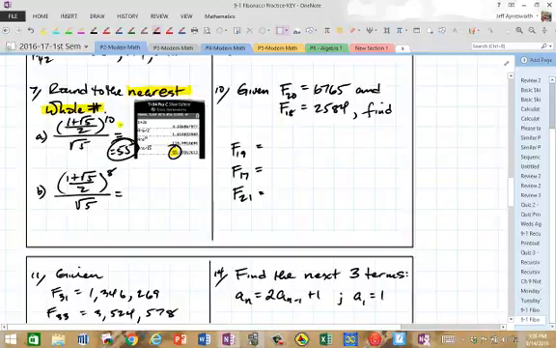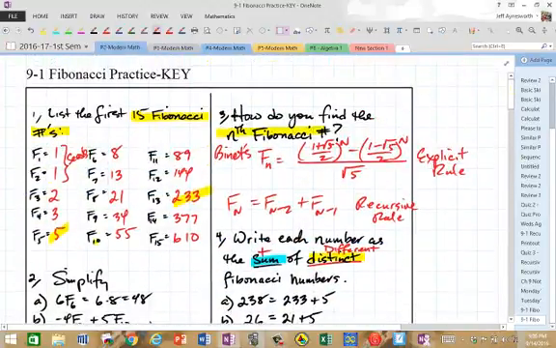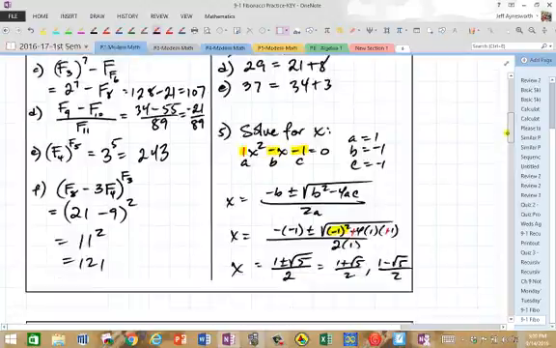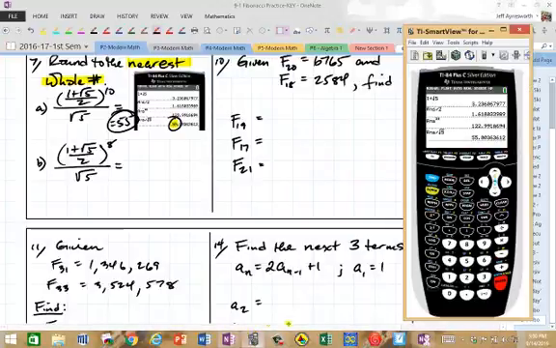Maybe there's a correlation between F10 and the 10th Fibonacci number is 55. Look at that. Let me see. Holy cow, there is. What's going on here? This is mysterious. This is like voodoo stuff. Okay, let's try it again.